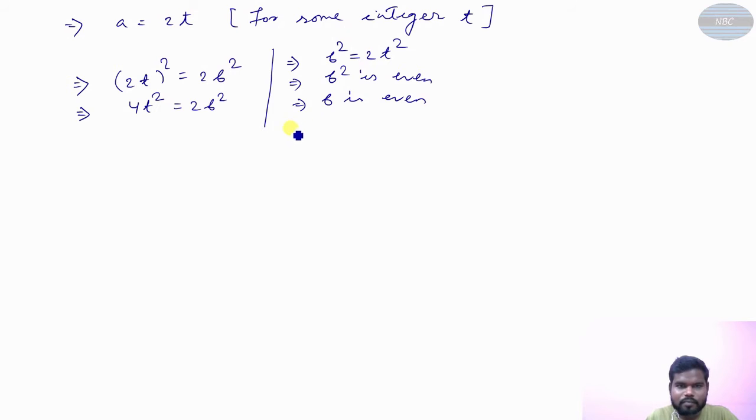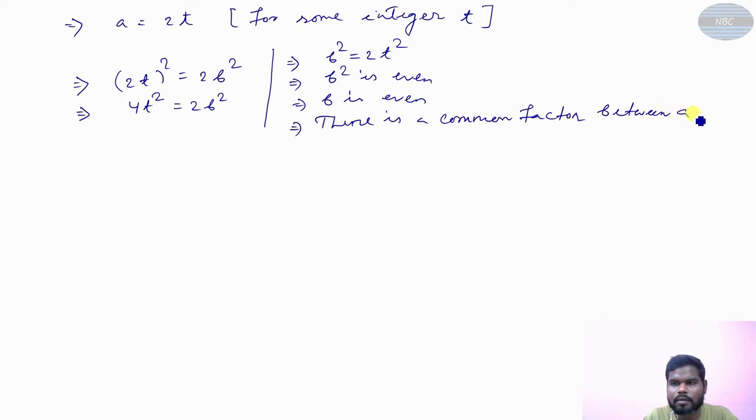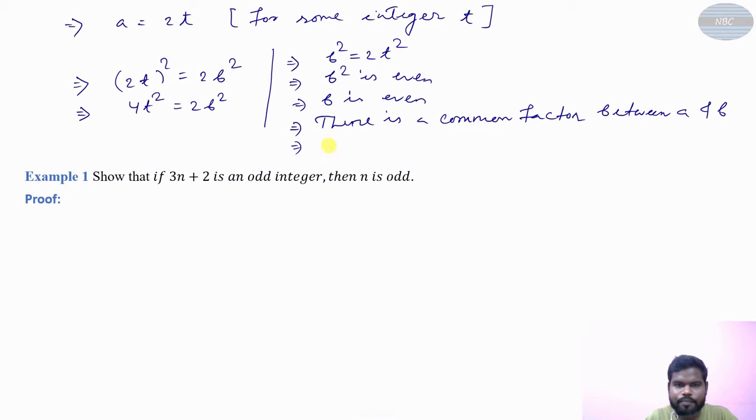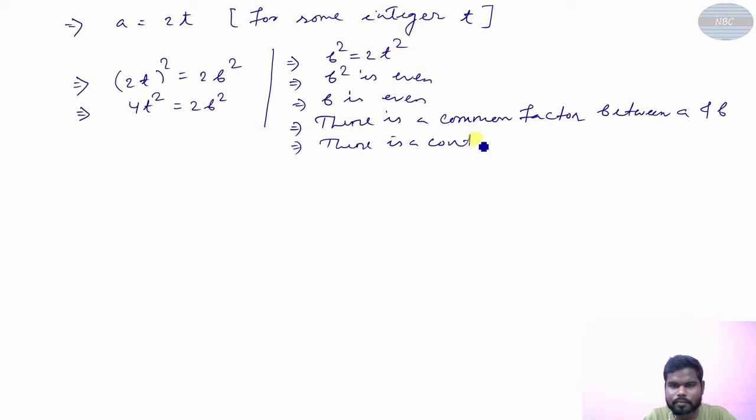Which implies there is a common factor between a and b. Which implies there is a contradiction, which implies the original statement is true.